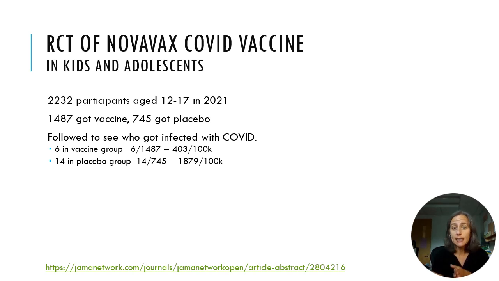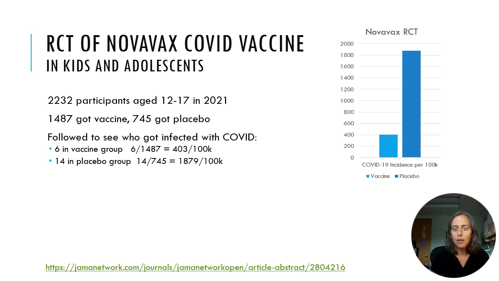There were just 6 in the vaccinated group. That's 6 out of 1,487, which, if you do the math, set up your ratios and cross multiply and divide, you get 403 per 100,000 as the incidence. And for the placebo group, 14 out of a smaller denominator, 745, so the incidence there is 1,879 per 100K. I made a little bar graph so you can see that visually. And you can see, absolutely, those who got the placebo had a much higher risk of infection than those who got the vaccine.